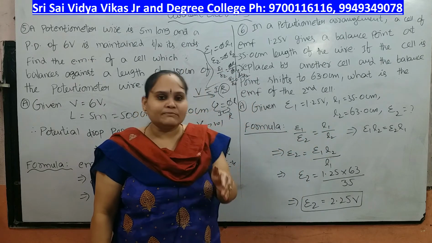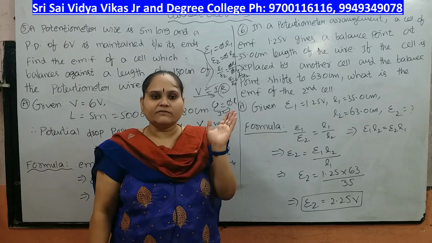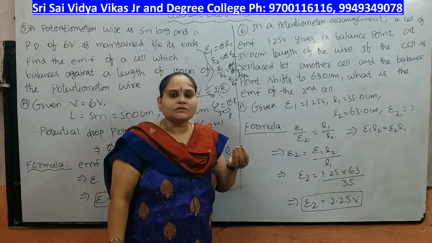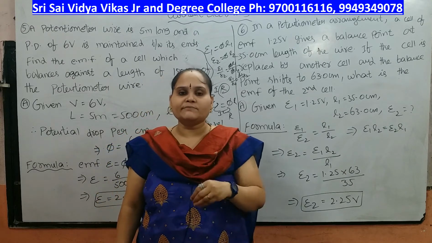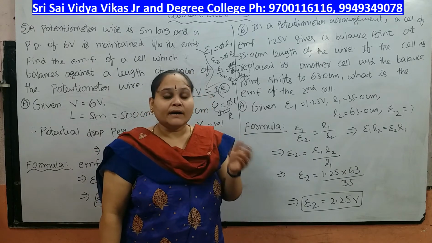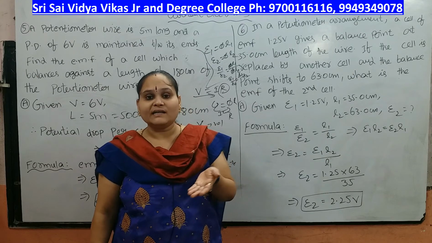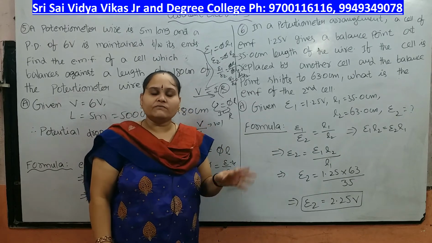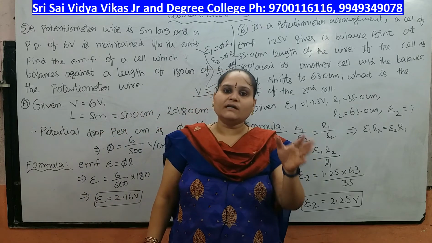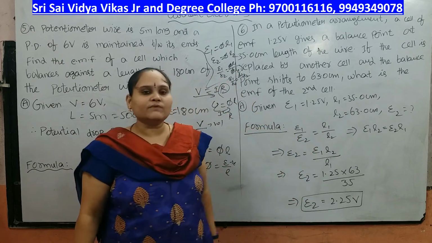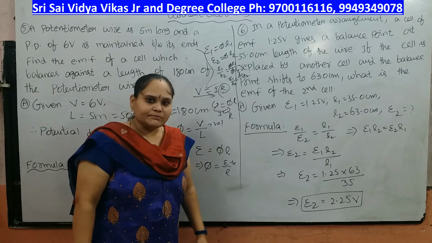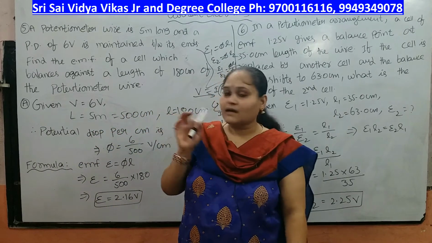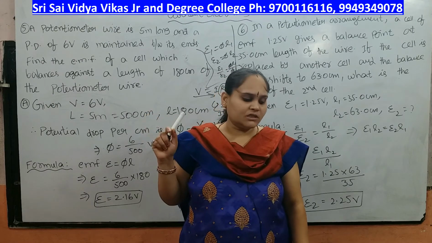So that means epsilon 1, L1 and L2 values are given, and next we will calculate the epsilon 2 value. For this purpose we are using the formula epsilon 1 by epsilon 2 equal to L1 by L2. By using the formula epsilon equal to phi L, from that we can write epsilon 1 by epsilon 2 equal to L1 by L2. From that epsilon 2 equal to epsilon 1 L2 by L1. Substitute all these values in this, and we will calculate epsilon 2 in volts. And next we will discuss the last short answer question in this chapter.